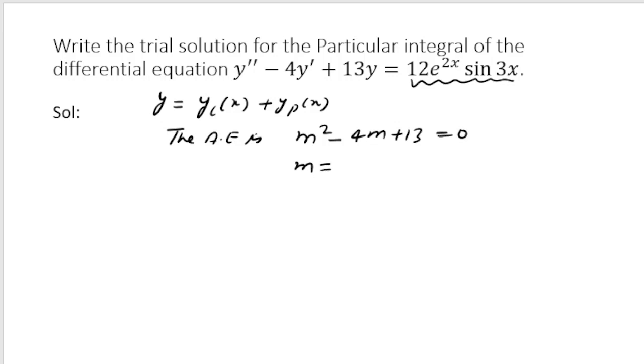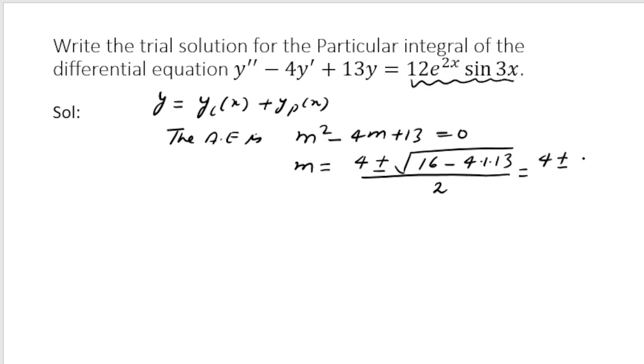The auxiliary equation will be m square minus 4m plus 13 is equal to 0, and its root will be minus b, so that is plus 4 plus minus the square root of b square, so that will be 16 minus 4 into 1 into 13, 4ac, by 2a. So I will get 4 plus minus the square root of 16 minus 52, that is minus 36, so that will give me 6i by 2. So 2 can be taken common. I will get the root 2 plus minus 3i.